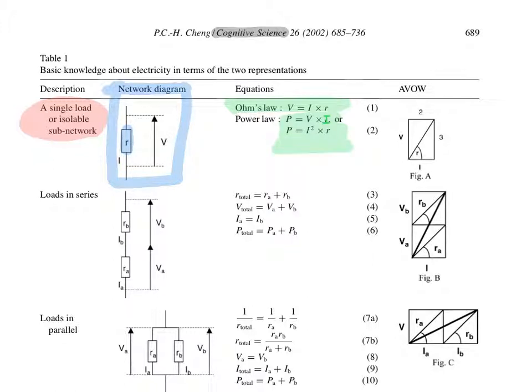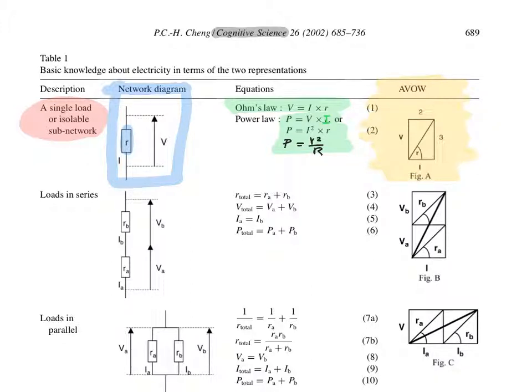So there is a third one, might as well write it in, but it doesn't apply here because there's really no way to visualize this here, okay? So that's just true. V squared over R is another power formula. You'll read about that in the book, okay? But for our purposes, it won't matter much, right? But it is just generally true. And then we have this AVOW diagram, okay?